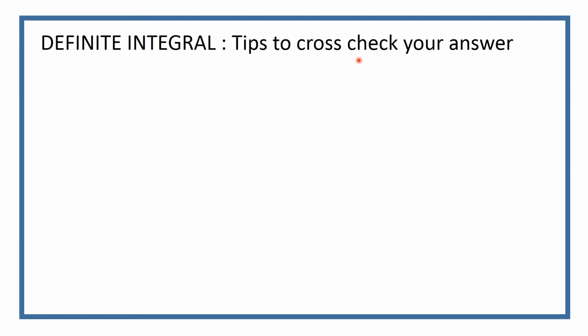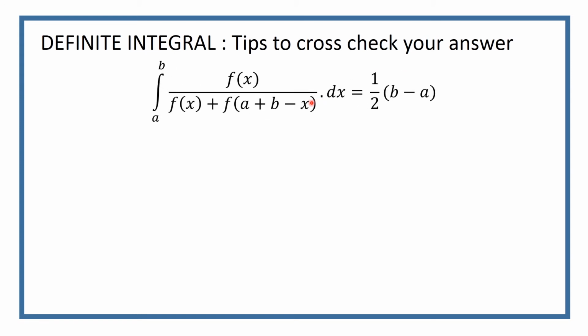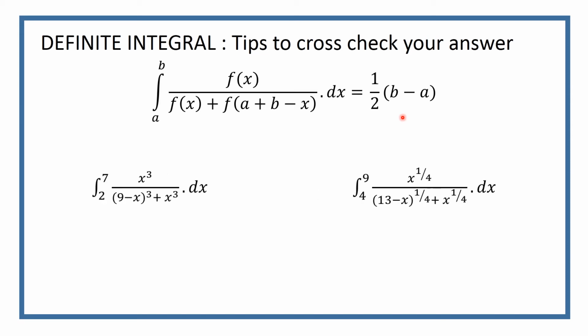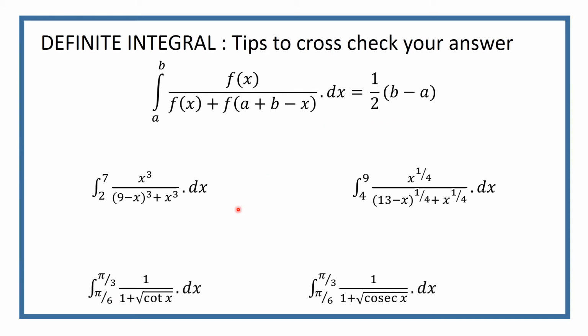Now, tips to cross-check your answer. If we have the sum in this form, that is integration a to b f(x) upon f(x) plus f(a plus b minus x) dx, then we can write this as half (b minus a). Okay, if we see this example, that is integration 2 to 7 x cube upon (9 minus x) whole cube plus x cube dx, we can check what the answer will be by using this formula. But if they ask in board, you have to write as it is by using properties.